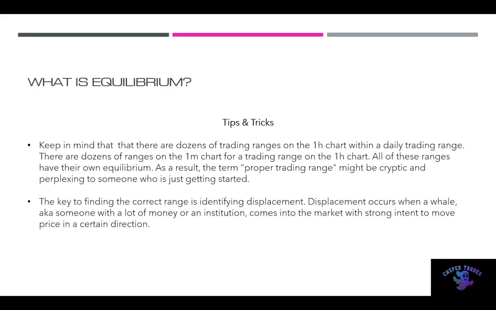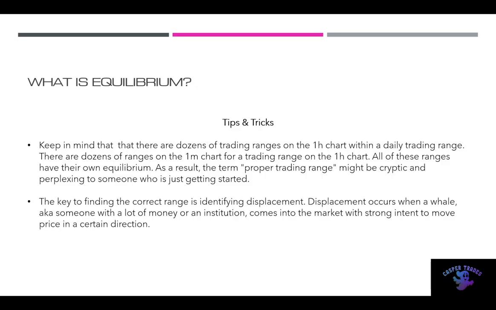So a couple tips and tricks that I want you to keep in mind. There are dozens of trading ranges on the 1 hour chart within the daily range. There are dozens of ranges on the 1 minute chart for a trading range on the 1 hour chart. All of these ranges have their own equilibrium, premium, and discount. So I want you to kind of get the proper trading range out of your head because it can confuse you. Now, like I said, the higher time frames definitely hold more relevance, and you should always do top-down analysis to ensure you're getting the highest probability setups.